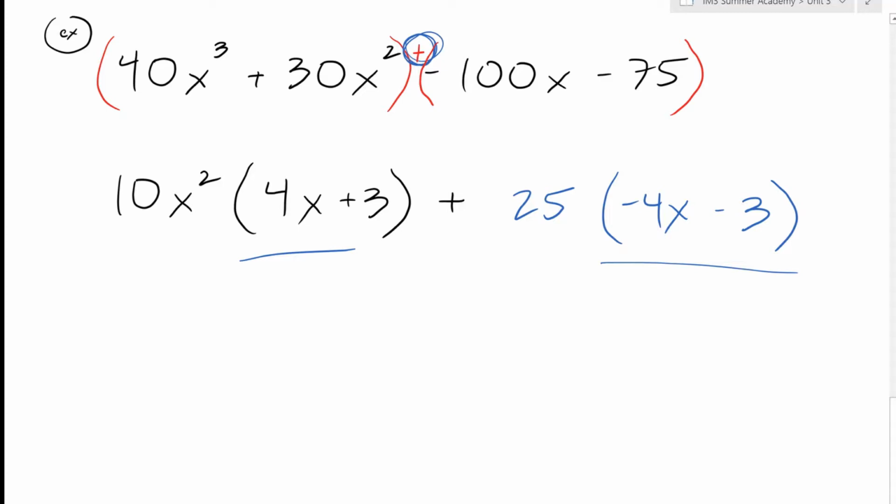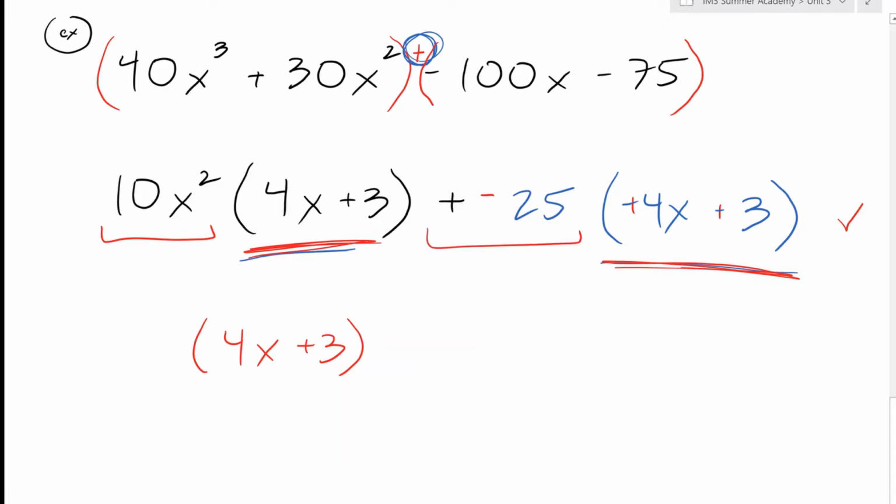So here's a future hint for you. Anytime you have this negative sign, what you want to do is factor out a negative number. See what happens if I take out a negative 25? If I take out a negative 25, this 4 becomes positive, that 3 becomes positive, and now they definitely do match. So we're going to write what they share. So 4x plus 3 is what they share. Everything else gets put in the second set of parentheses. So we've got a 10x squared, and now plus minus really just becomes minus 25.